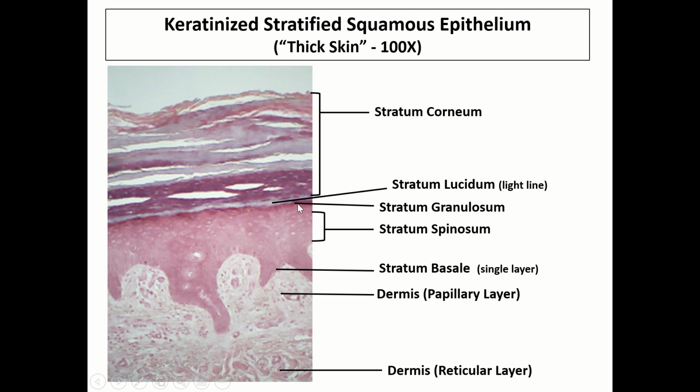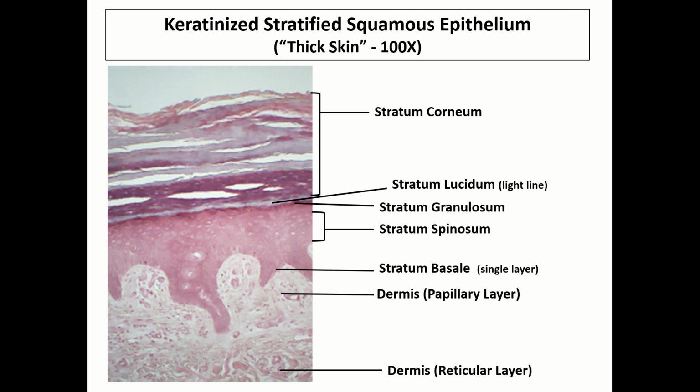Below that, you see the stratum granulosum. Below that, you can see the stratum spinosum, once again multicellular. And then finally, the most low level here is the stratum basale, so a single layer dividing the epithelial epidermis from the papillary layer of the dermis below.